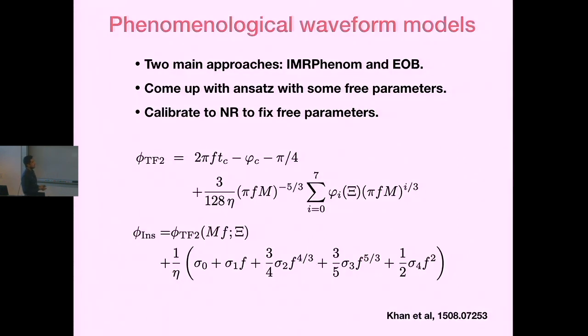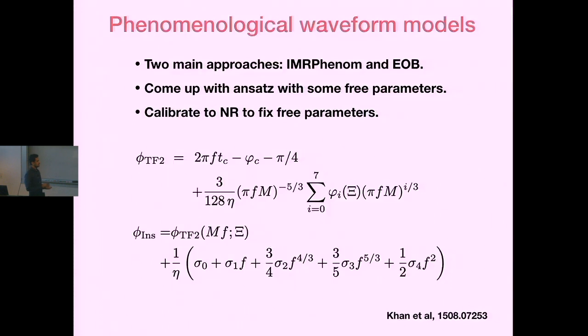So the idea is you start with an ansatz or an approximation motivated by some physics as well as some intuition, and then you leave some free parameters which you will then calibrate to numerical relativity simulations. So here's an example. This is the orbital phase as predicted by post-Newtonian theory in the Fourier domain. This is Taylor F2, and you can ignore these terms, but it's just an expansion in the frequency up to whatever order is known in the post-Newtonian expansion.